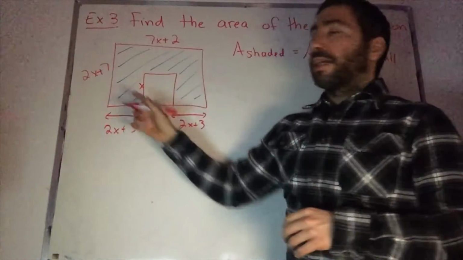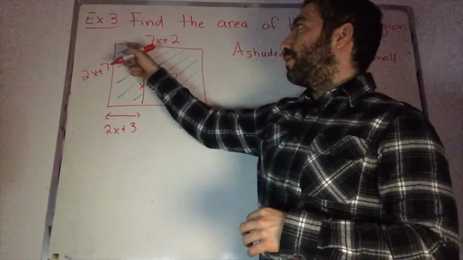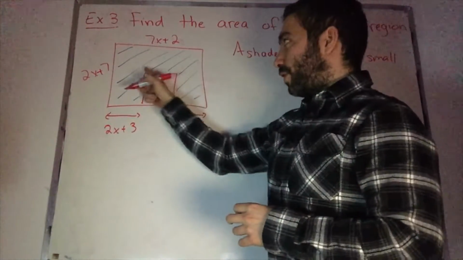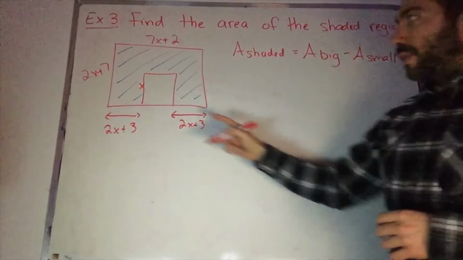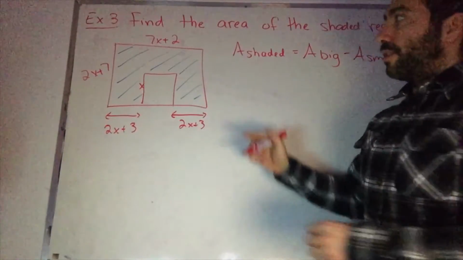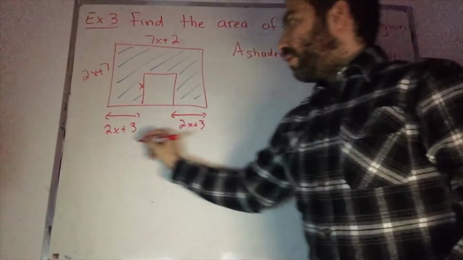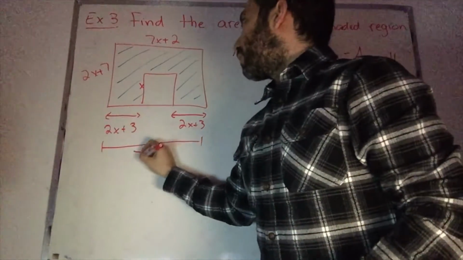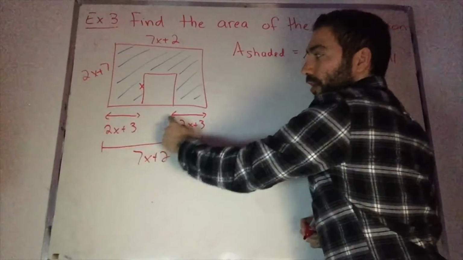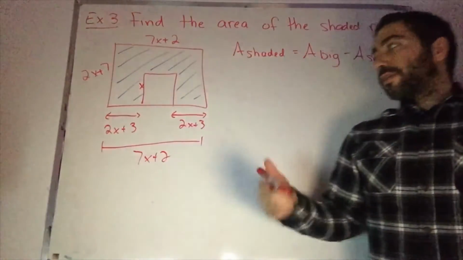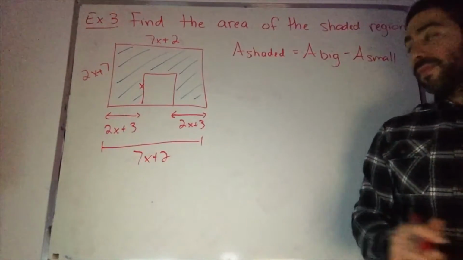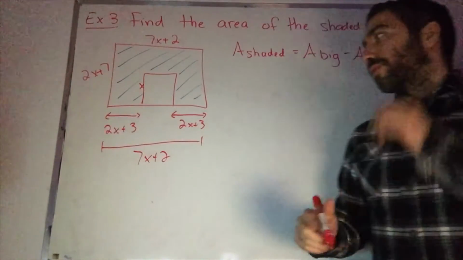So the dimensions of the big rectangle we have, so the top is 7x plus 2, the left side is 2x plus 7. The issue is the dimensions of the small rectangle. So we know the left side here is x. How much is the top or the bottom of the rectangle? So we have to use the same argument. Since we know the whole top is 7x plus 2, we could think of it as the whole total of the bottom is 7x plus 2. And since we know this section is 2x plus 3 and this section here is 2x plus 3, how much is missing? What do we have to do? So the game plan is to take the total 7x plus 2 and subtract these two distances over here, 2x plus 3 and 2x plus 3.